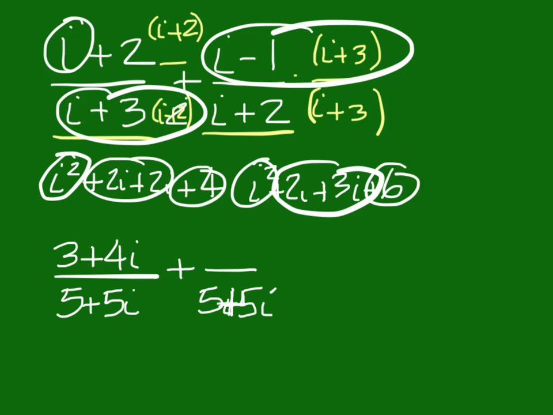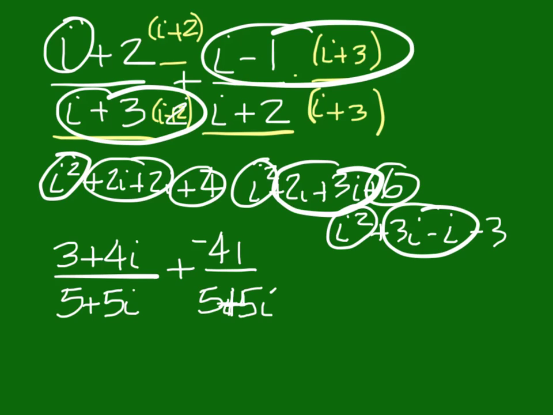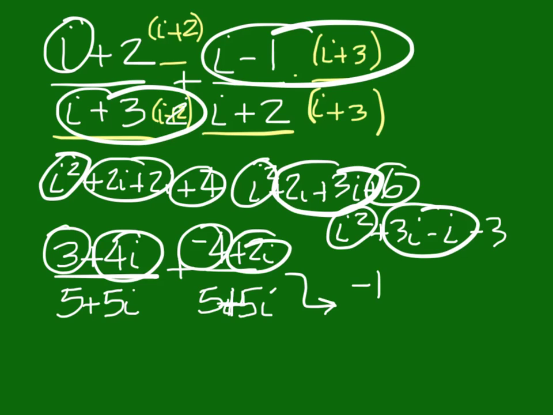And I'm using the middle as scratch area. We'll make that i squared, and then plus 3i minus i minus 3. This is a negative 1, so we'll have a minus 4, and that's a 2i. So it's a negative 4 plus 2i. From there, you can add them together. On the top, you're going to have 3 plus a negative 4, which is a negative 1. And then you'll have 4i plus 2i, which is 6i. Of course, all of that is over 5 plus 5i.